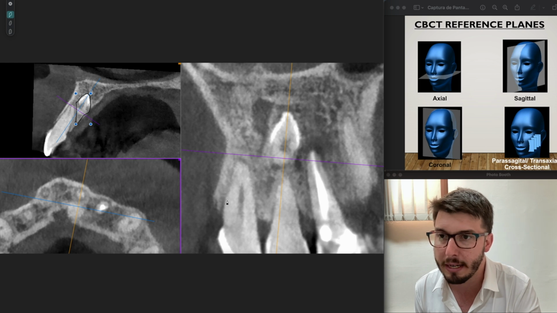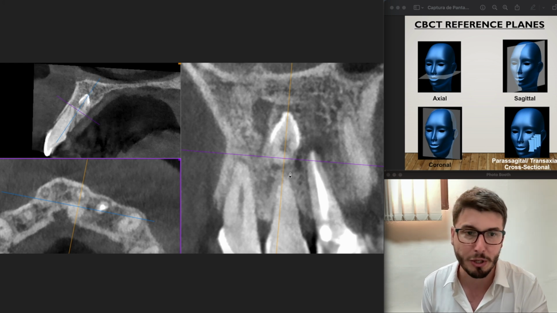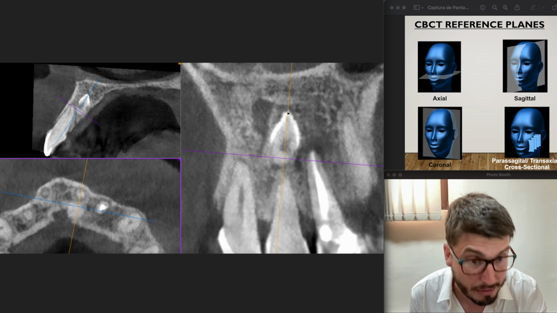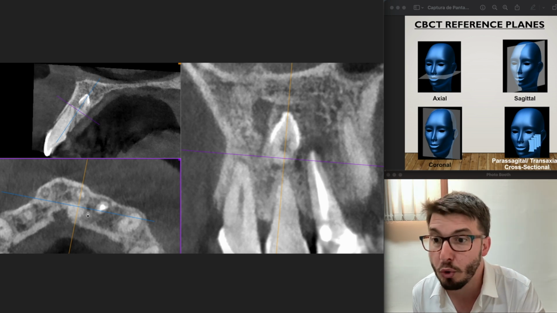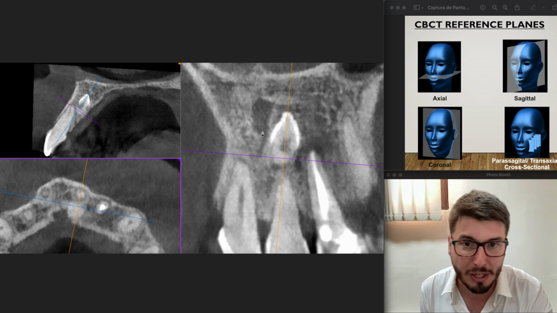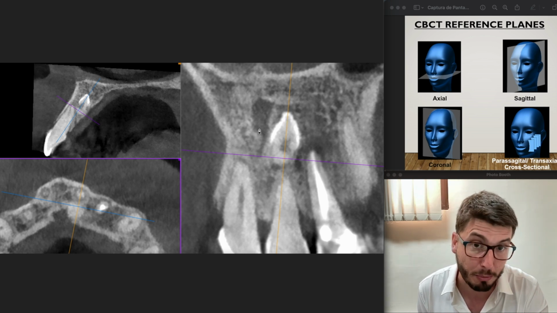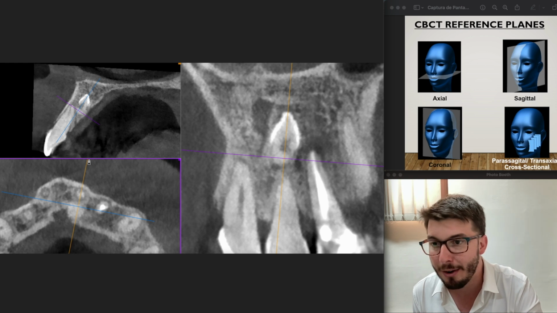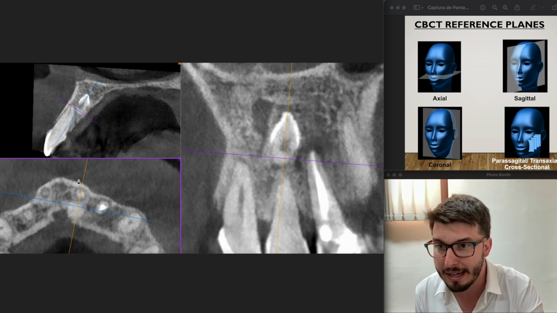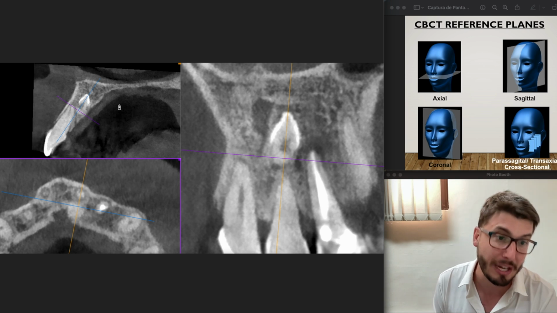On the coronal plane, I guess you guys can see so much better here on the right side of this image. Don't forget that the blue line is the camera taking this picture, so the coronal plane, which is oblique now, of course, and then the orange line is the camera taking this picture on the top left corner. Okay, so that's the sagittal plane.